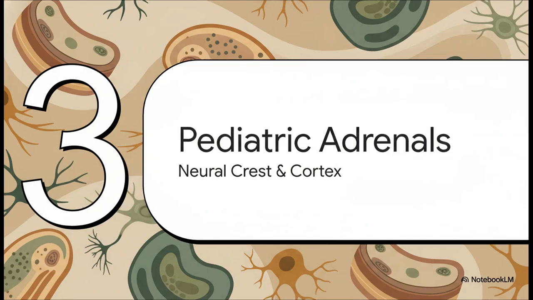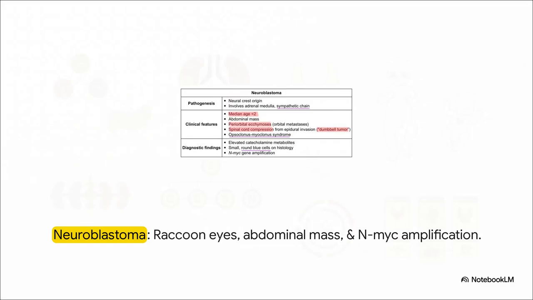Section 3, pediatric adrenal disorders. Here we'll focus on neural crest and adrenal cortex pathology. Let's talk about neuroblastoma. You'll typically see this in children under 2 years old. It originates from neural crest tissue, usually in the adrenal medulla or sympathetic chain. Clinical clues are a huge giveaway here: an abdominal mass, periorbital ecchymosis, also known as raccoon eyes, from orbital metastases, opsoclonus myoclonus syndrome, or even spinal cord compression if it's a dumbbell tumor. Diagnostics will show elevated catecholamine metabolites, small round blue cells on histology, and NMYC gene amplification.